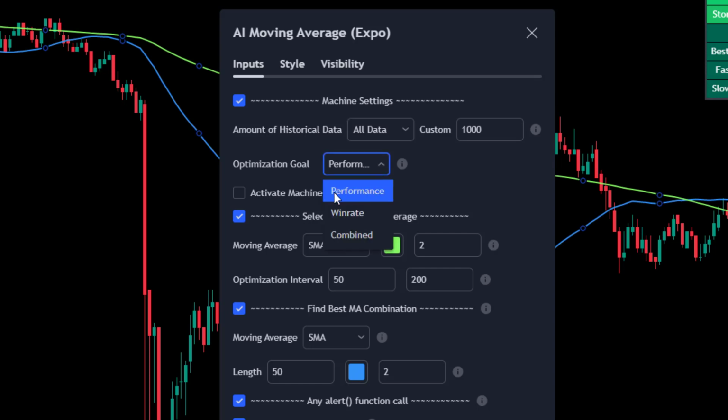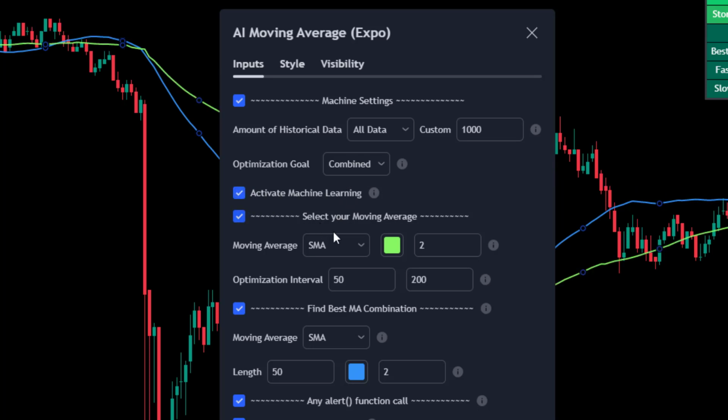On the optimization goal, you can see that we have three options: the performance, win rate and combined. The first option, which is the performance, means that it will do its calculation and return the period that has the best performance. The second option is the win rate, which means that it will do the calculation and return the period that gives the best win rate. And the third option is combined. This means that it is going to do its calculation by combining both the performance and win rate separately and choose the best period with the highest ranking in both aspects. Then we choose combined since we aim to balance profitability and win rate.